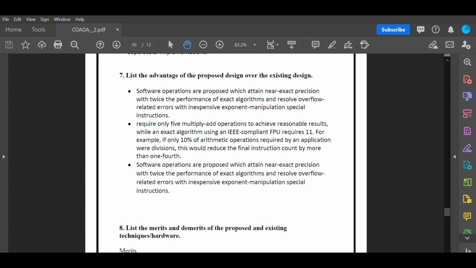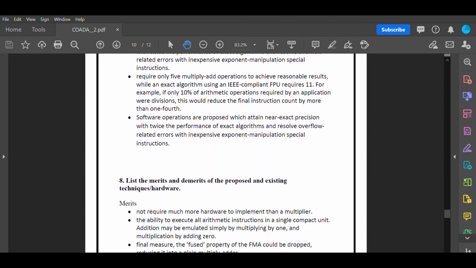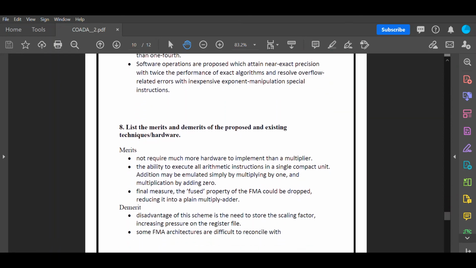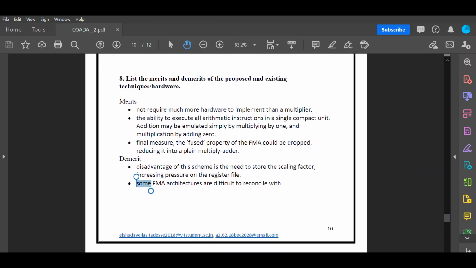For example, if only 10% of arithmetic operations required by an application were divisions, this would reduce the final instruction count by more than 1/4. Okay, so the third advantage is that software operations are proposed which attain near exact precision with twice the performance of exact algorithms, and they resolve overflow related errors with inexpensive exponent manipulation special instructions.